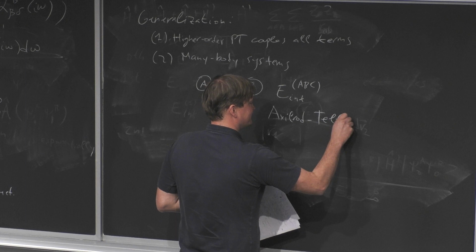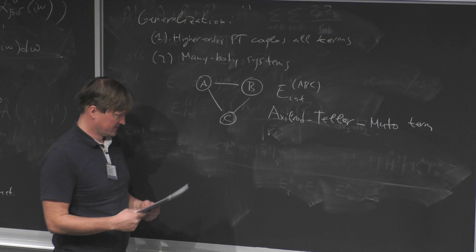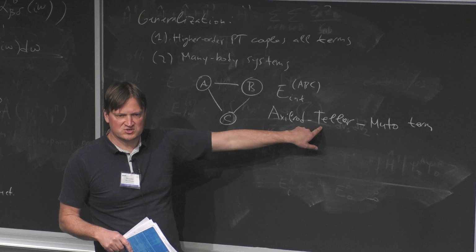Axilrod-Teller-Muto term. You've all heard of Teller, at least, right? This is a Japanese physicist, right? These are American physicists. And they published two papers, which were all published in the same year, I think. This was, I think, 1943, if I remember correctly. And this is a very short paper in JCP. I think it's half a page or so.